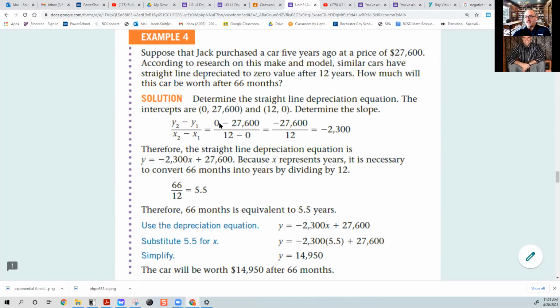So it's the difference in the y values over the difference in the x values. In this case, they took 0, this 0 over here, minus 27,600. And for the x values down here, 12 minus 0 is 12. So the slope is going to be equal to negative 27,600 divided by 12.